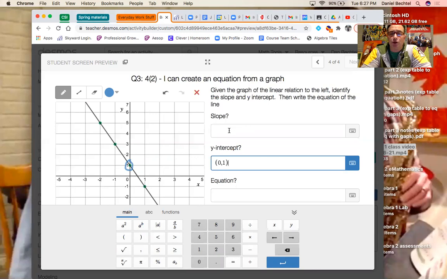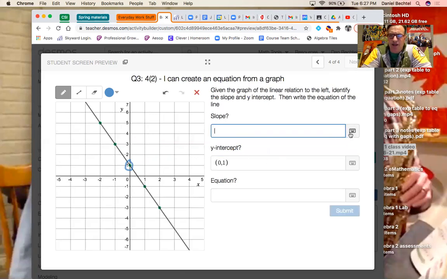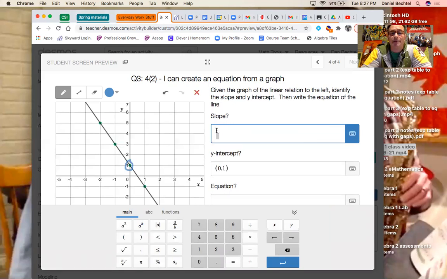Now we're going to talk about the slope. When we do a slope, we're going to use this little keypad here. It's going to be a fraction. Let's do that again. I got to do a fraction. Close the keypad. I'll open the keypad again. And I'm going to have to do a fraction here. So on the top is my change in y. On the bottom is my change in x.